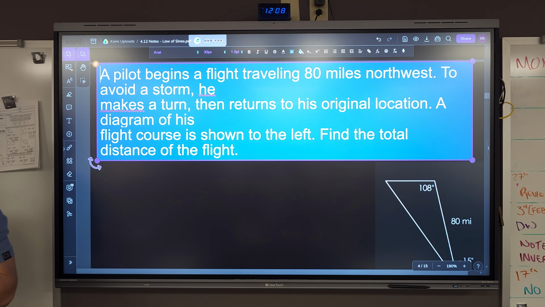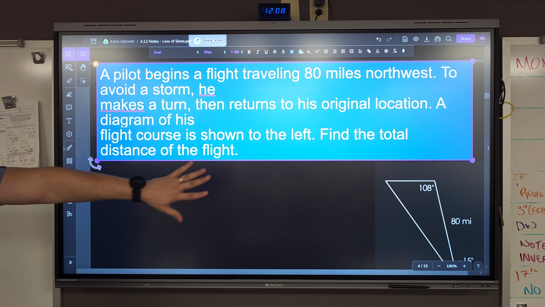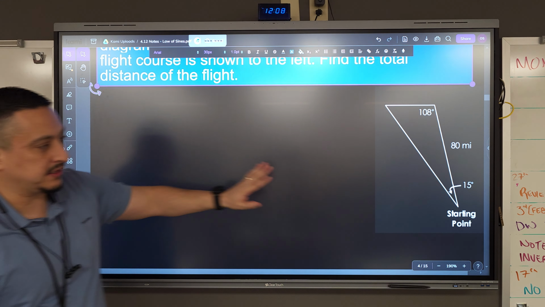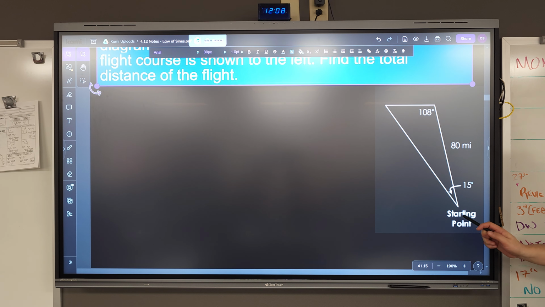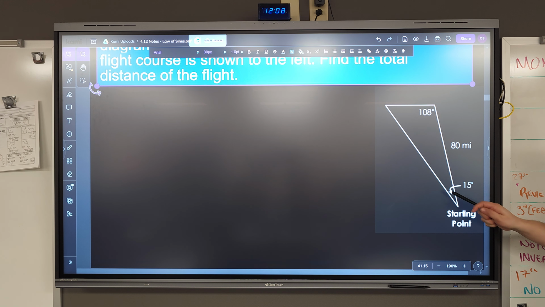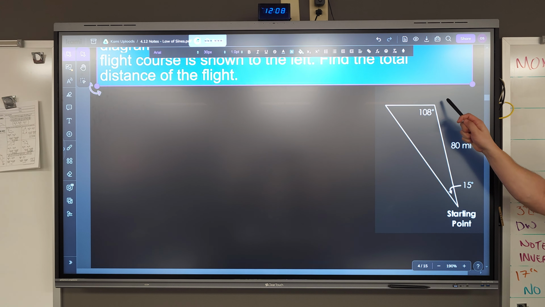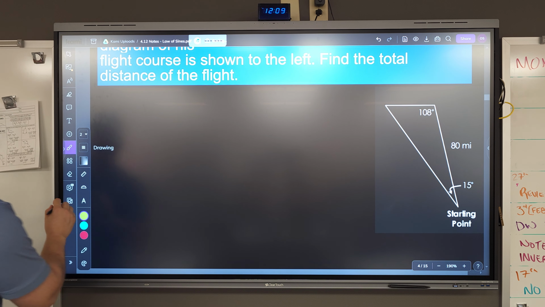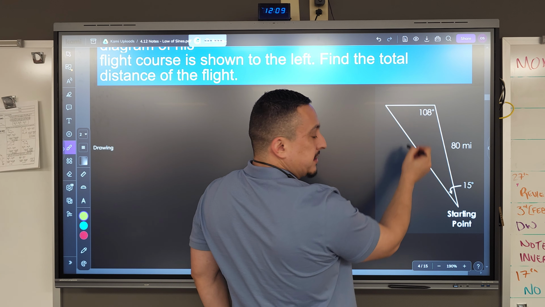Obviously, a plane does not exactly follow a triangle path, but this is an approximation. And then he returns home to the same place he took off. So here's the description. He starts right here, flies this way 80 miles, turns back, and then comes back. They want to know what's the total distance that the plane traveled. So we need to figure out what this is and what this is, right?